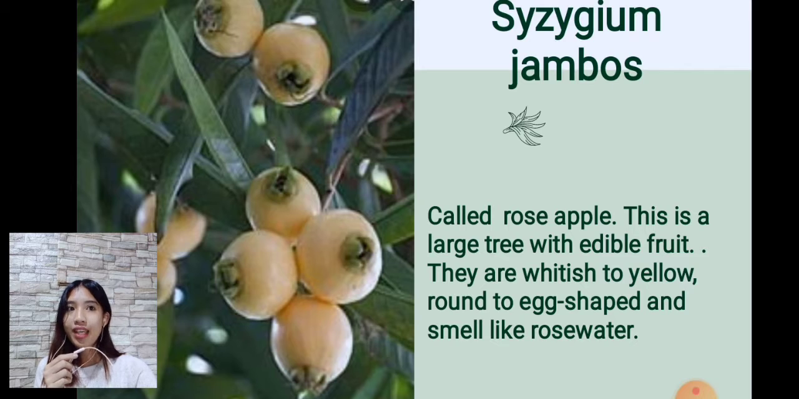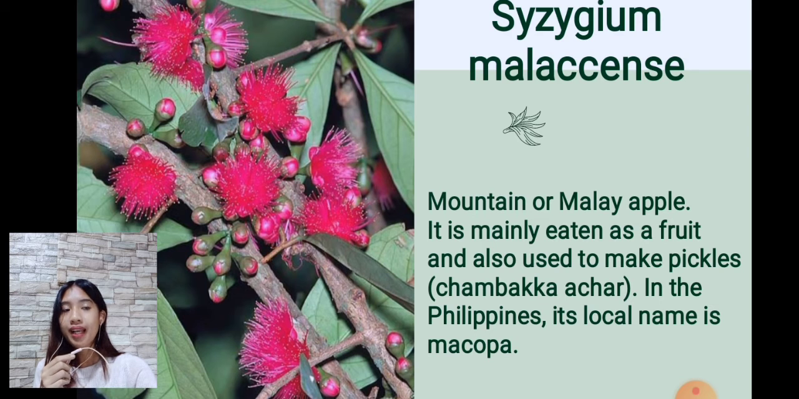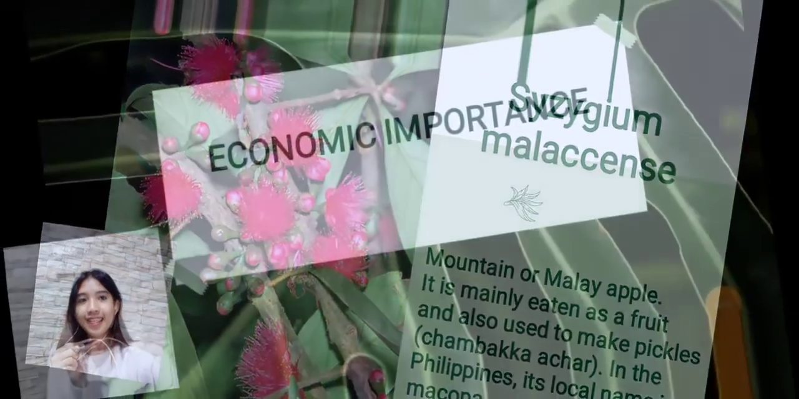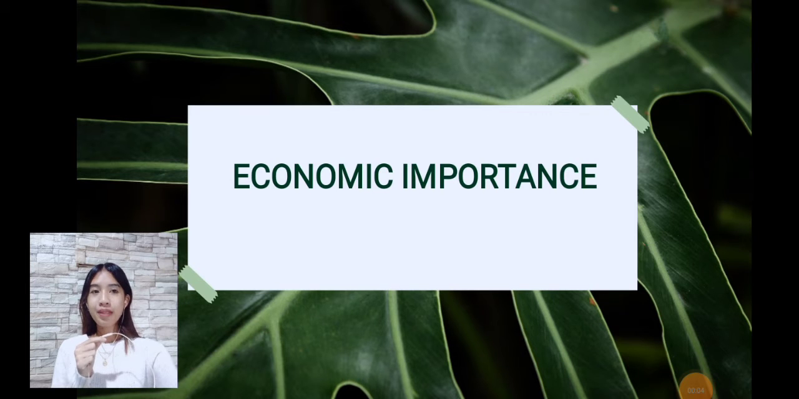Next, we have Syzygium jambos, called rose apple. This is a large tree with edible fruit. They are whitish to yellow, round to egg shape, and smell like rose water. Next, we have Syzygium malaccense, mountain or Malay apple. It is mainly eaten as a fruit and also used to make pickles. In the Philippines, its local name is makopa. It is makopa plant.